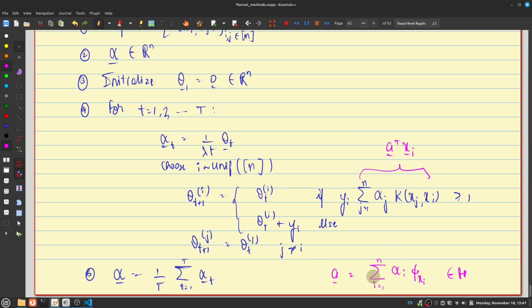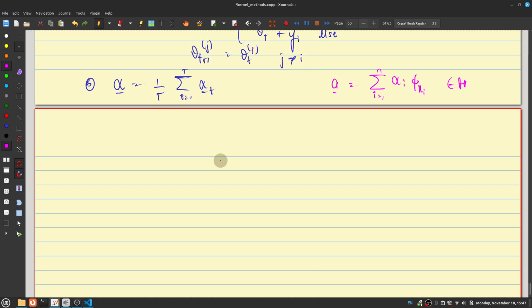Because at the time of prediction, again, I don't need to explicitly multiply A with an x, right? So my predictor is just going to be the indicator of summation i equal to 1 to n alpha_i k(x_i, x) greater than or equal to 0, for a given x. That's it.